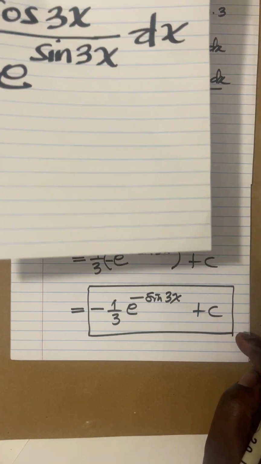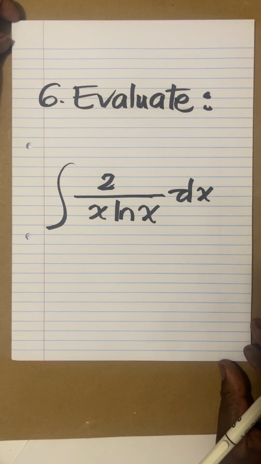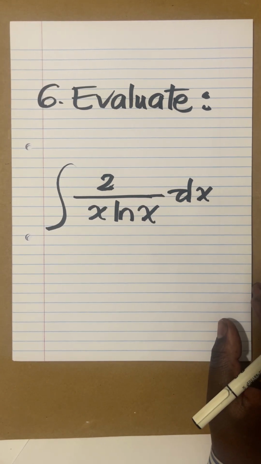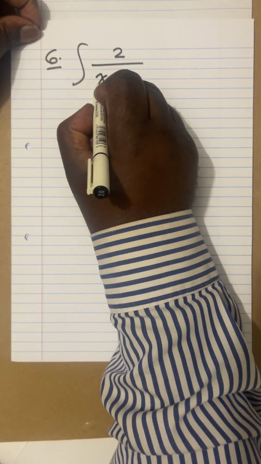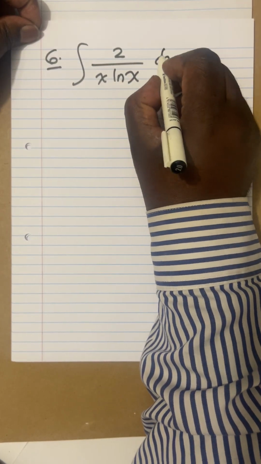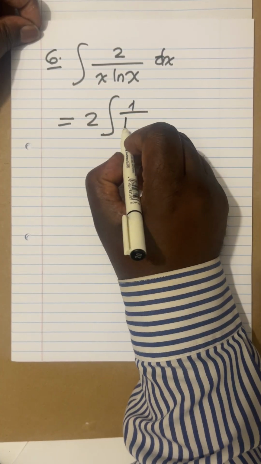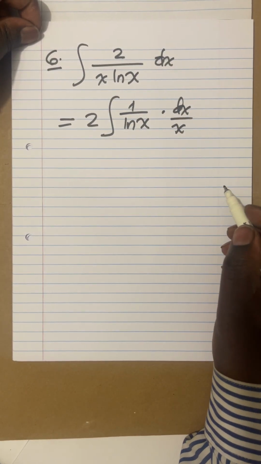Let us move now to integral number 6. We have 2 more to go, number 6 and number 7. Integral number 6 for today is this one. We're supposed to evaluate this integral, of course using u-substitution. Integral number 6 says the integral of 2 all over x natural log of x dx. I'm going to rewrite this as 2 out, the integral of 1 over natural log of x multiplied by dx over x. Remember, the x and natural log of x are dividing.